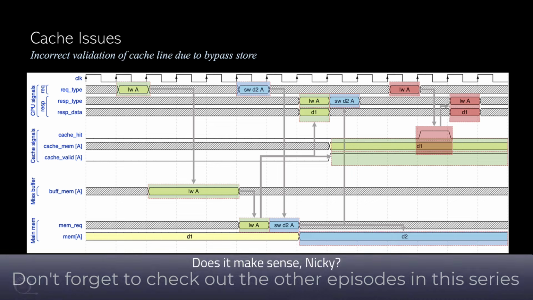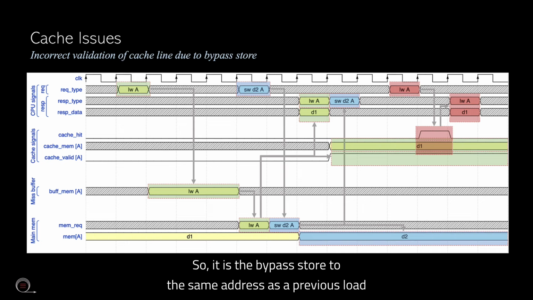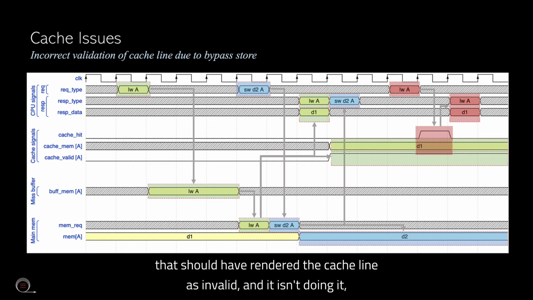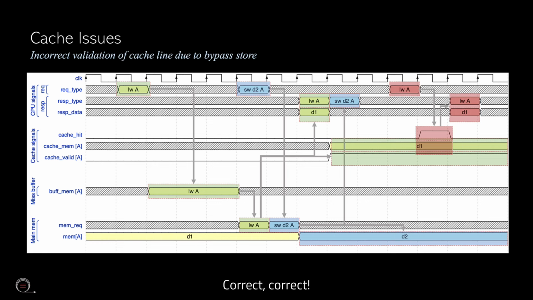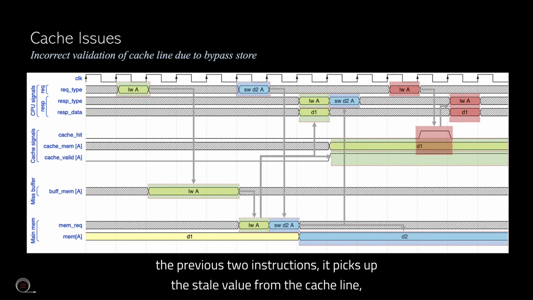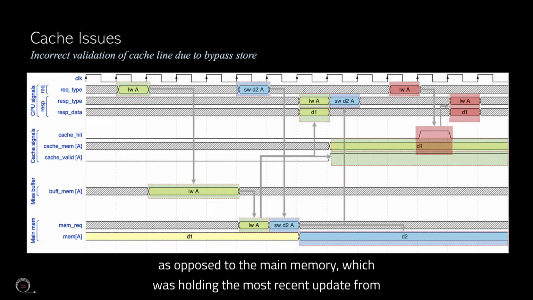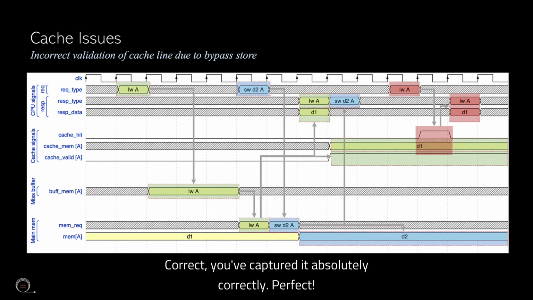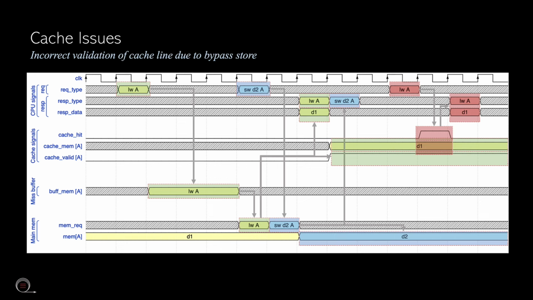Does it make sense, Nikki? Yeah. So it is the bypass store to the same address as a previous load that should have rendered the cache line invalid, and it isn't doing it, right? Correct. So when a later load comes along for the same address as the previous two instructions, it picks up the stale value from the cache line as opposed to the main memory, which was holding the most recent update from the store. Correct. Yes, you've captured it absolutely correctly. Thank you. Perfect.